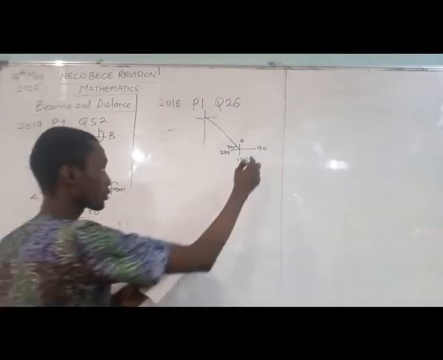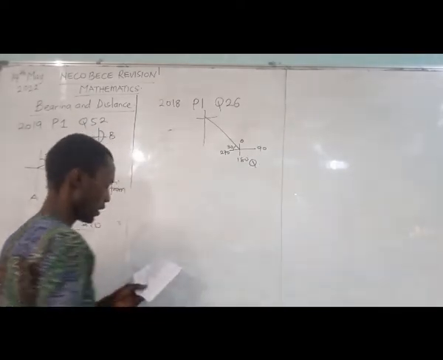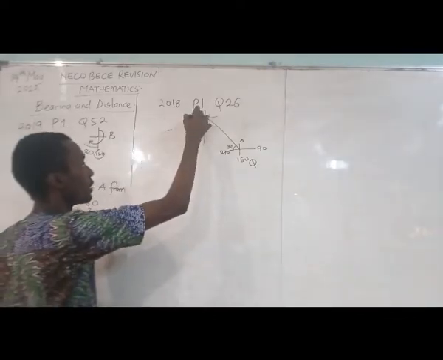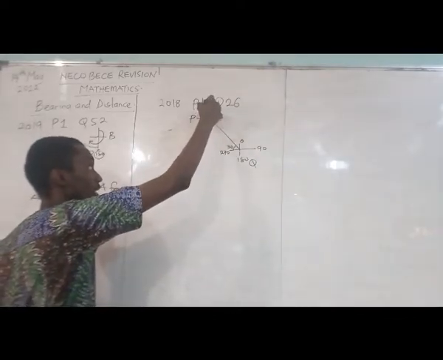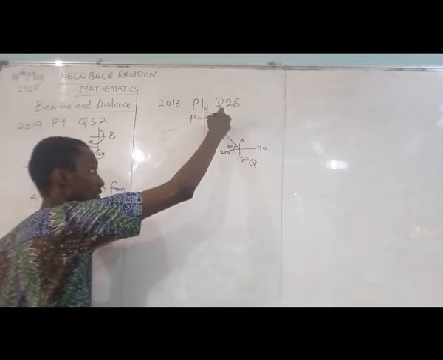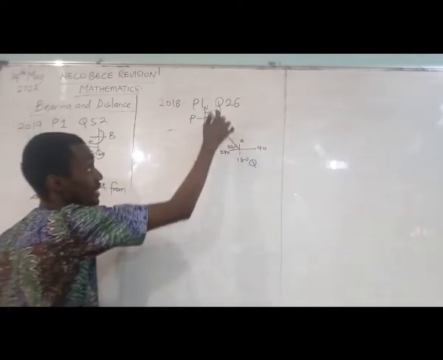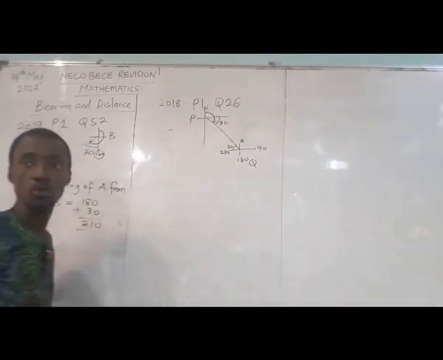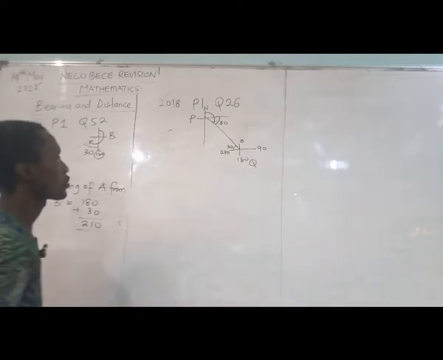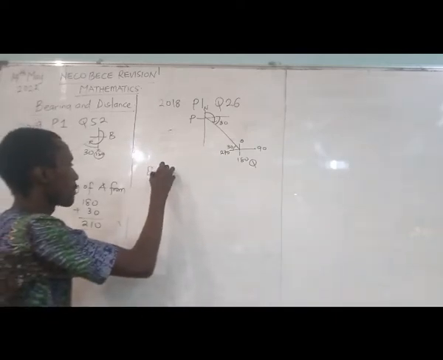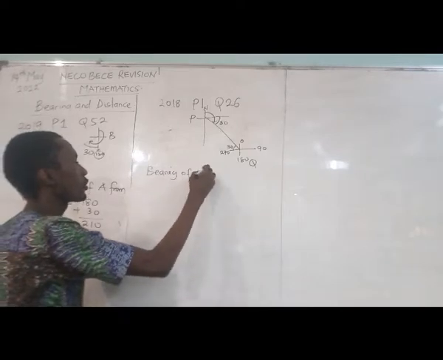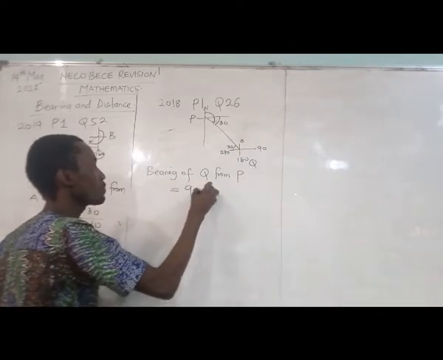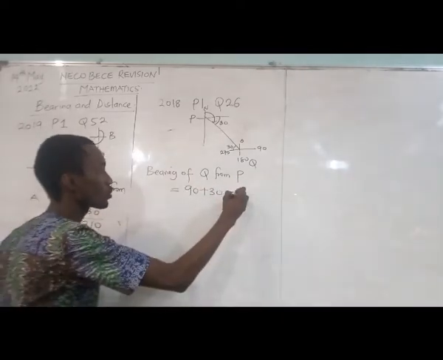Now, this point will be Q. The bearing of P from Q is that. What is the bearing of Q from P? Q from P, read like this. If this is 30, this will be 30. Add 30 to 90, that will be 120. So the bearing of Q from P will be equal to 90 plus 30. And that will be equal to what?